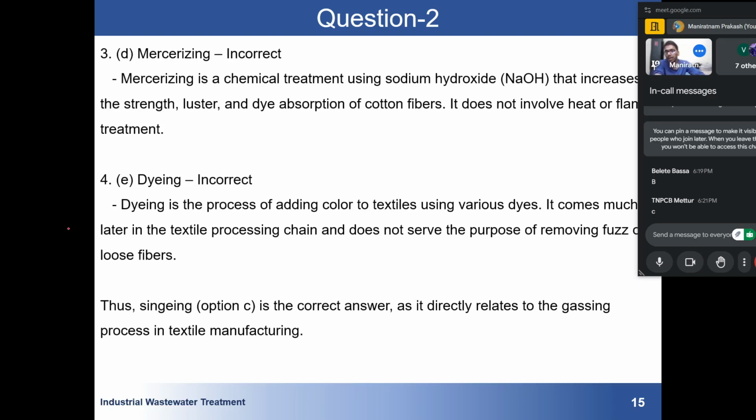Then we have mercerizing, a chemical treatment using sodium hydroxide that increases the strength, luster, and dye absorption of the cotton fibers. And then dyeing, we all know that it is applying color to the textile using various dyes. It comes much later in the textile processing chain and does not serve the purpose of removing fuzz and loose fibers. So the correct answer was C.